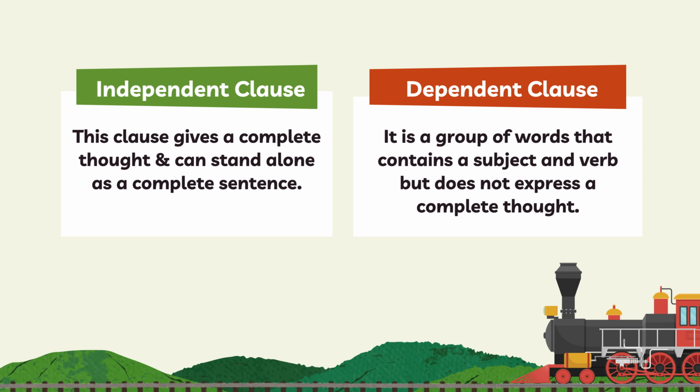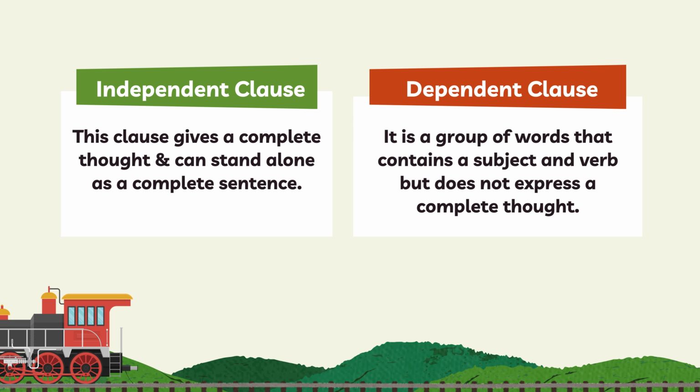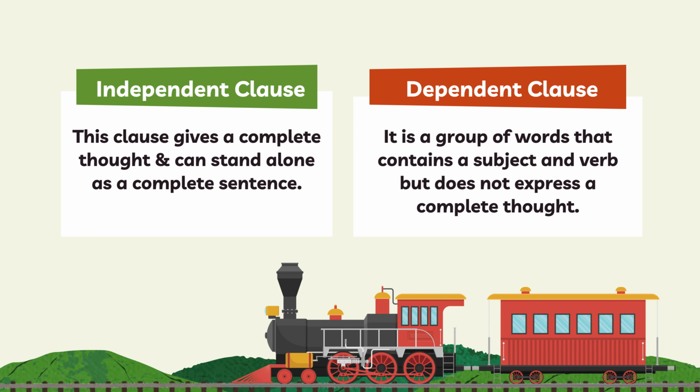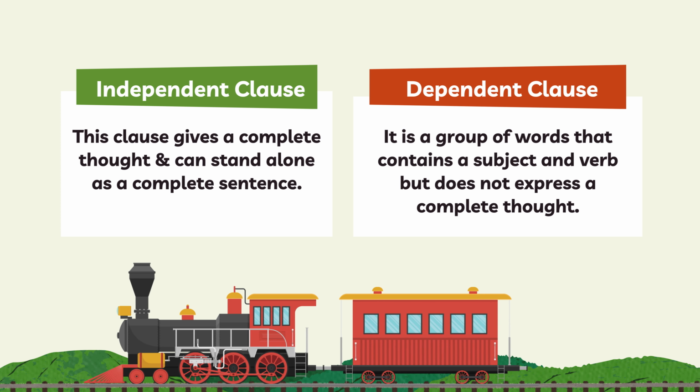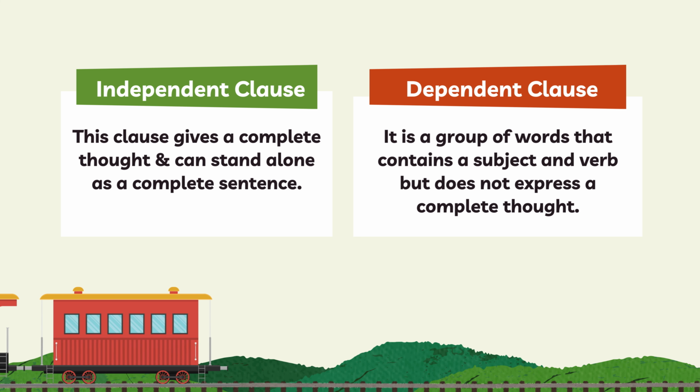Just like how this locomotive can move on its own, a main clause can stand alone as a complete sentence, but when we add train cars, they need the locomotive to pull them along. Similarly, a dependent clause needs a main clause to make sense.